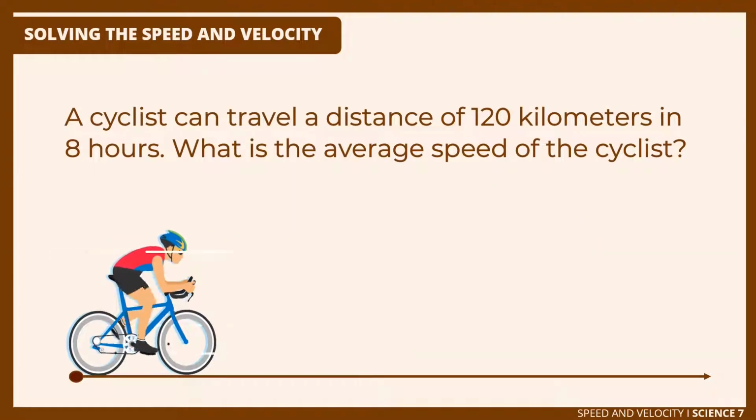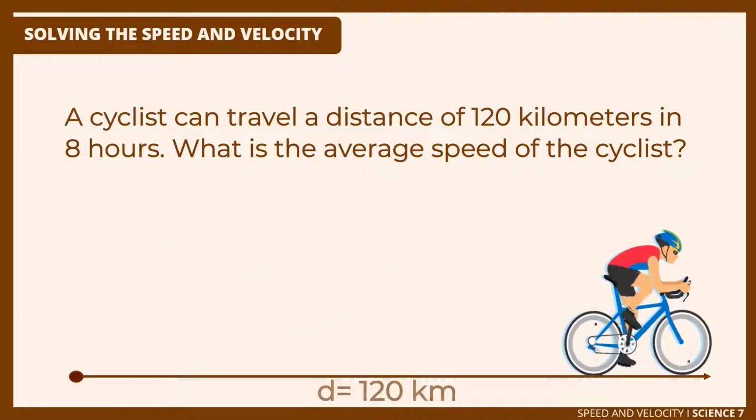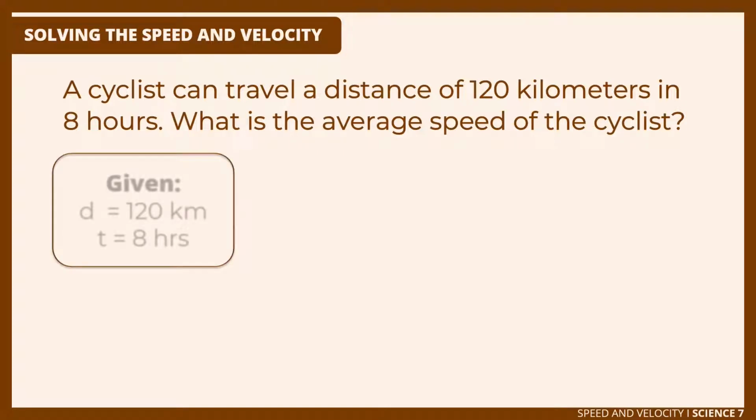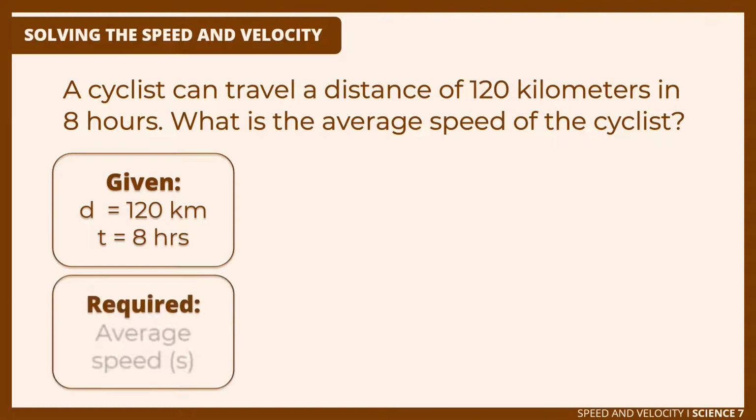A cyclist can travel a distance of 120 kilometers in 8 hours. What is the average speed of the cyclist? To solve this problem, always follow the GRESS format. First step is to look for the given. Given are 120 km, which is the distance, and 8 hours, which is the time. The required quantity to look for or solve in the problem is the average speed.